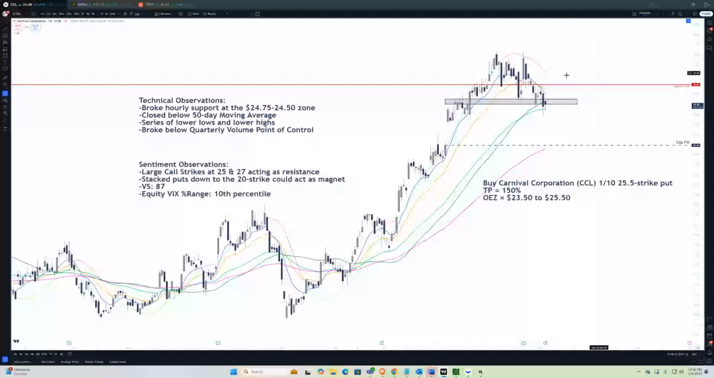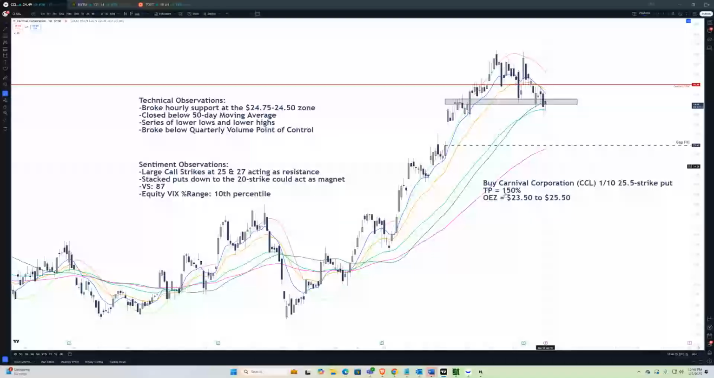This has a quarterly volume point of control here at 25.50. There was also large call strikes right at the 25 strike. So right there, 25 and then 27. So if we ended up getting some kind of outside move gap up here, we did think that, hey, you never know, you could kind of get a big wick candle and a pushback down lower.